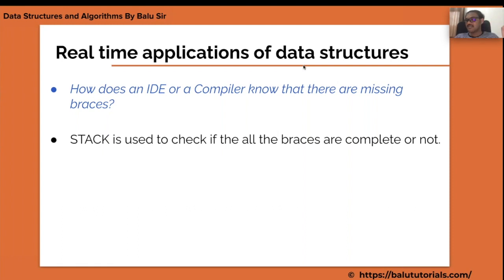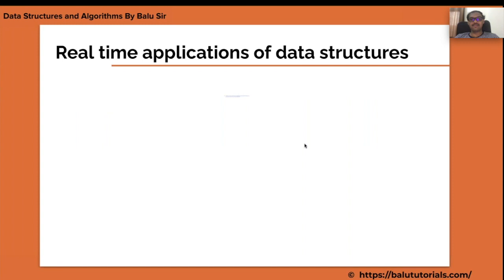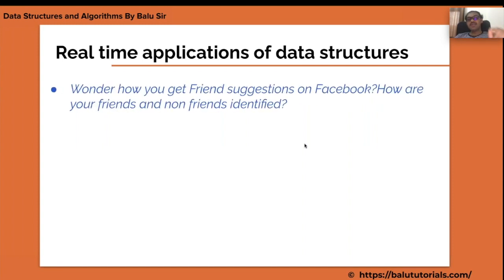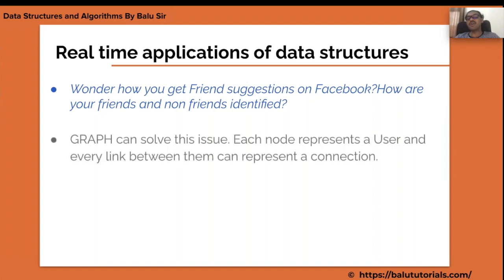So the call center works on the queue structure, whereas the IDE or compiler works on the stack structure. Then, wonder how you get friend suggestions on Facebook, and how your friends or non-friends are identified? How are your friends identified to you? This is going to work on graphs.